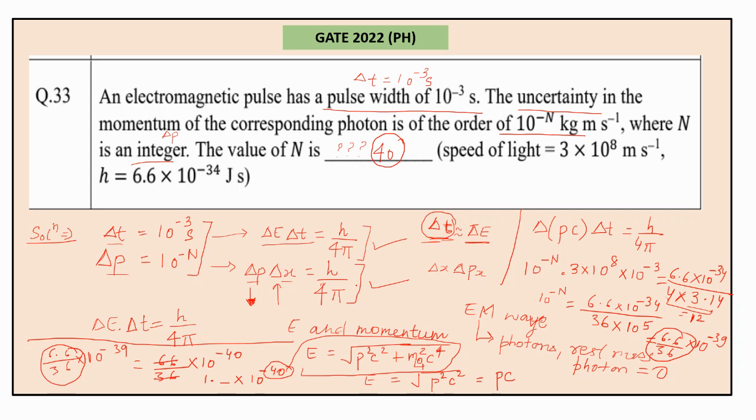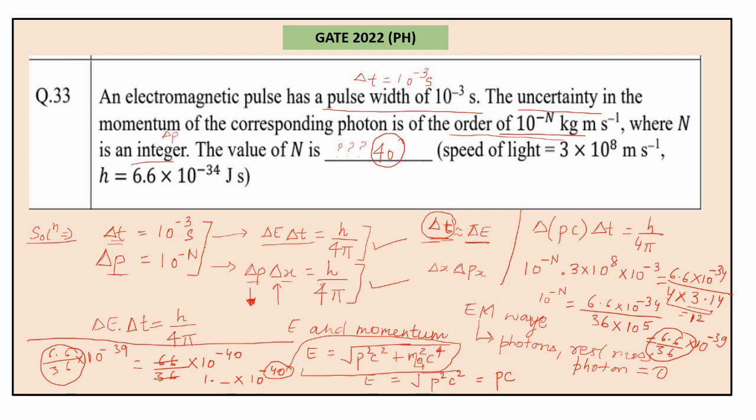I'll again do the question for every one of you, those who have joined late. In the question, we are given an electromagnetic pulse that has a pulse width of 10 raised to the power minus 3 second. The uncertainty in the momentum of the corresponding photon is of the order this much. Now n is an integer, and we are asked to find out the value of this n. So we are given delta t and we are given delta p.